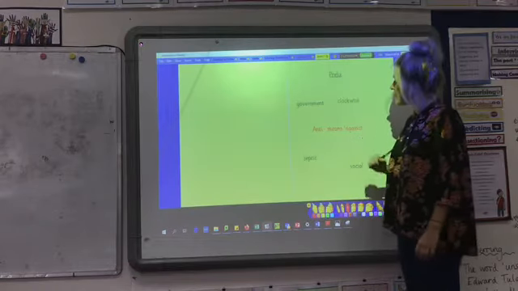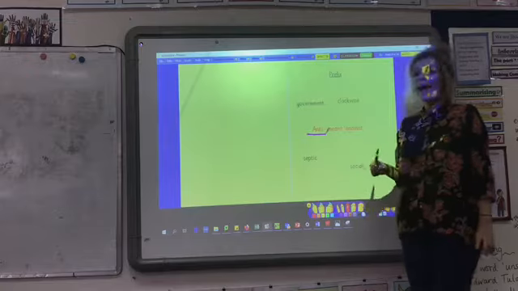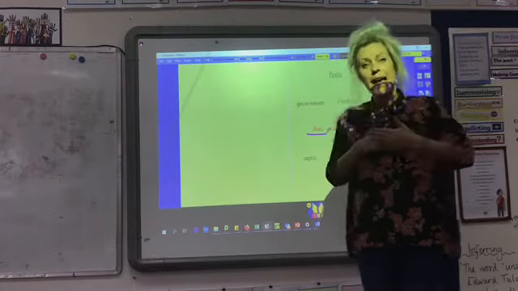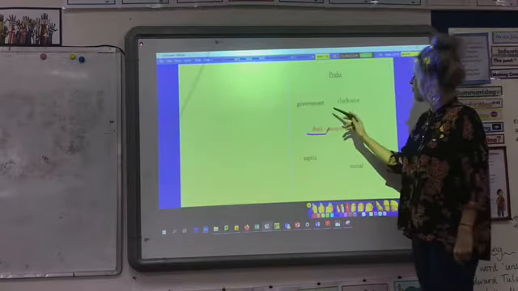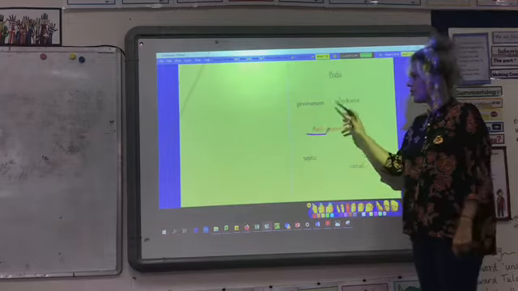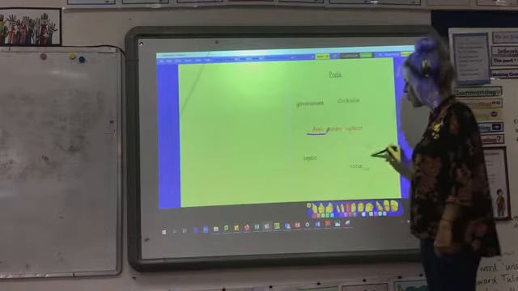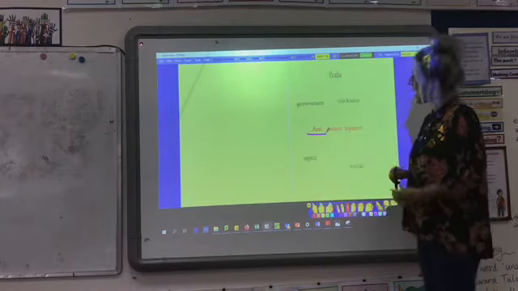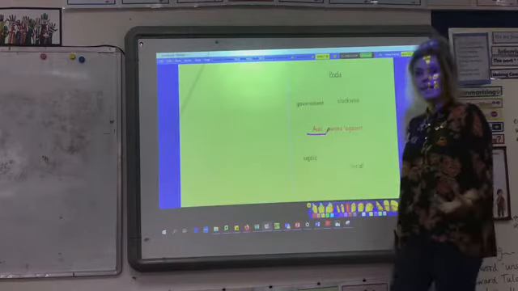prefix. So our next prefix is anti. Anti means against, if you are against something. So, here we have the words government, clockwise, social, and septic. Okay? So if you add anti to all of these words, it means against it.